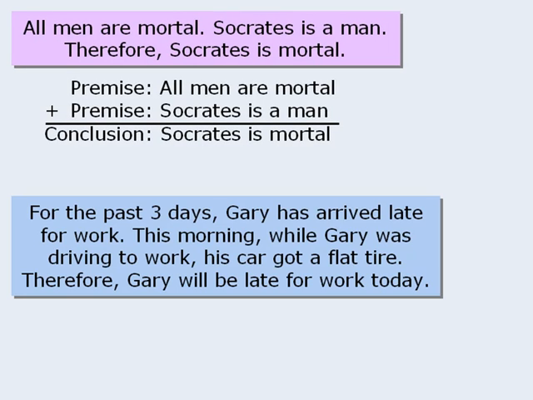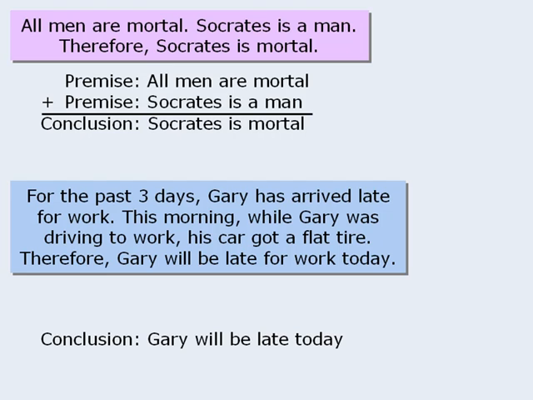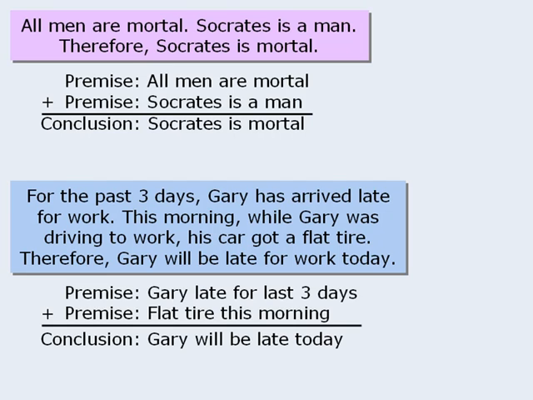Okay, now consider this argument. It says, for the past 3 days, Gary has arrived late for work. This morning, while Gary was driving to work, his car got a flat tire. Therefore, Gary will be late for work today. In this argument, the conclusion is that Gary will be late for work today. The premises that support the conclusion are the fact that Gary has arrived late for work for the past 3 days, and Gary's car got a flat tire this morning on the way to work.